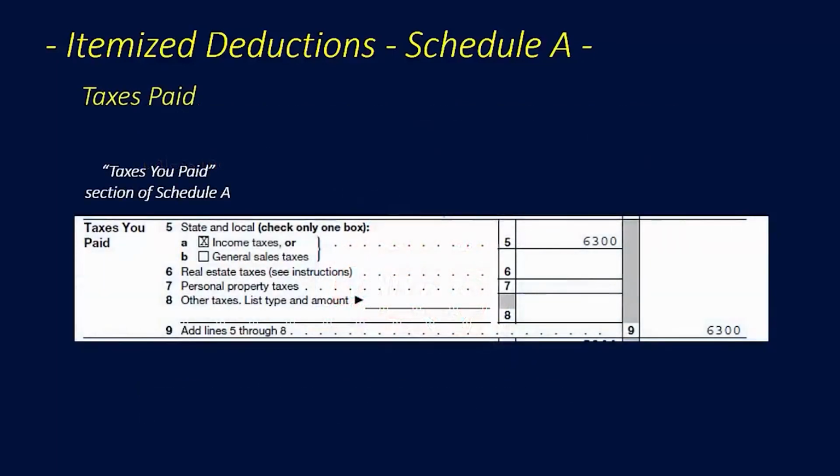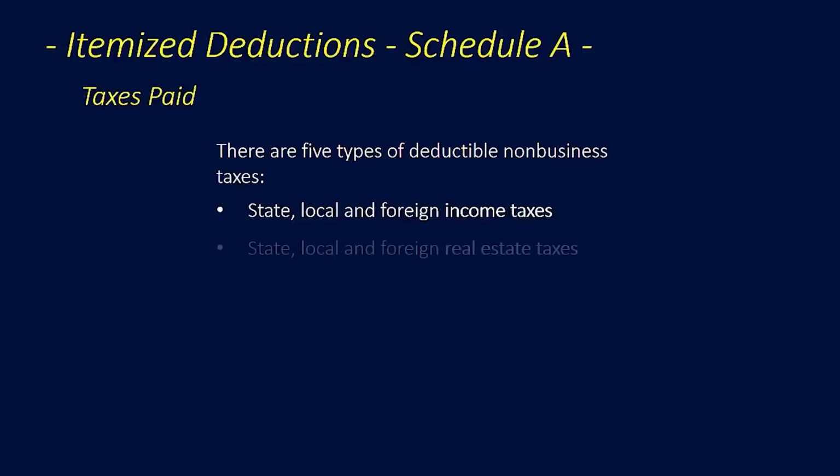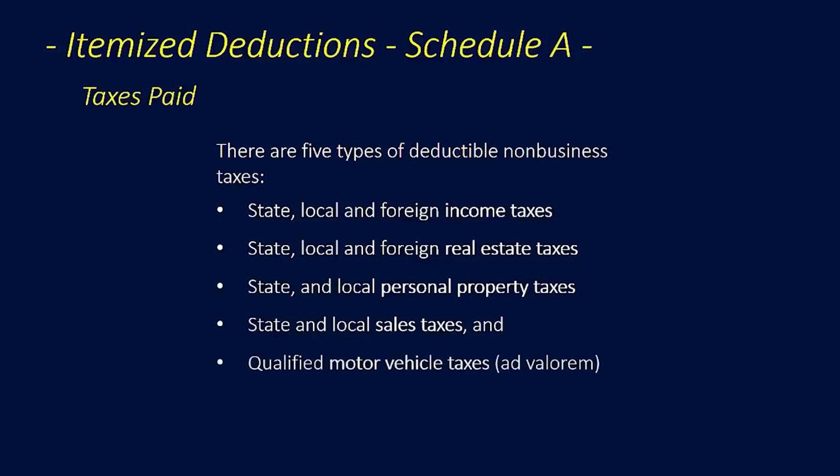Let's move on to the taxes you paid section of the Schedule A. There are 5 types of deductible non-business taxes: state, local, and foreign income taxes, state, local, and foreign real estate taxes, state and local personal property taxes, state and local sales taxes, and qualified motor vehicle taxes, which are often called ad valorem taxes.